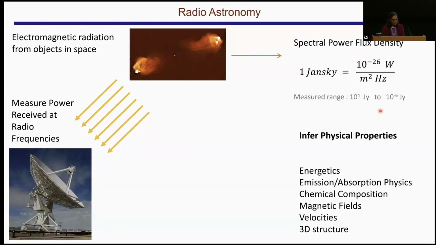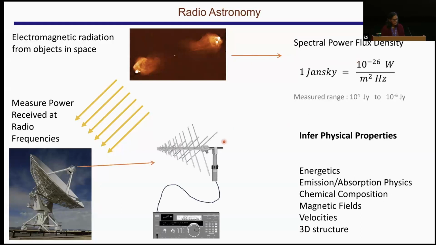The way we make these measurements is by putting receivers at the focal points of large dishes to collect as much signal as possible. We make measurements of this power at different temporal frequencies, as shown by the different lengths of these dipoles in the feed. We also measure the E field in two orthogonal polarizations, two orthogonal directions, to constrain the polarization angle of the incident E field. So these are the two kinds of measurements we make.